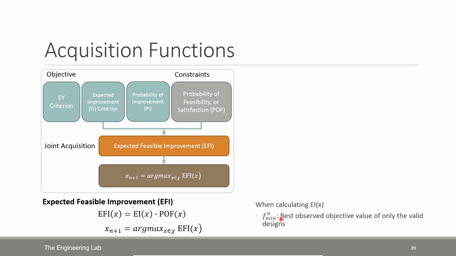One quick note. When you're calculating EI of X, when you are using the term F min to the N, this term is only taking the values for the feasible designs. When you run Nastran multiple times, some of your designs or your points are going to be feasible, they satisfy the constraints, and then other points are going to be infeasible, where they violate the constraints. When you're using this term F min, you're only taking into account the valid designs that satisfy your constraints. That's one very important detail to keep in mind.